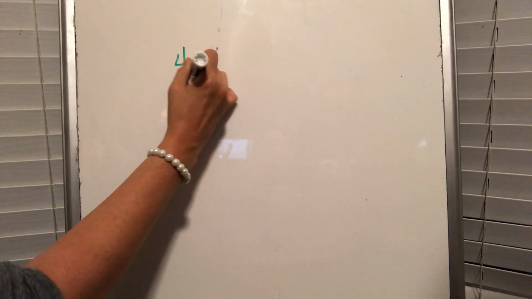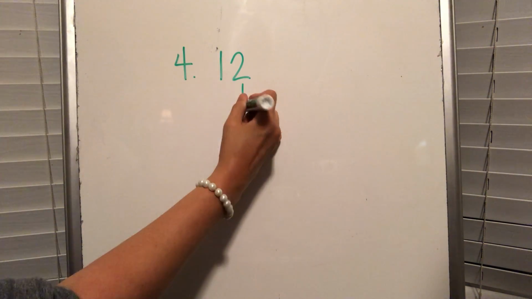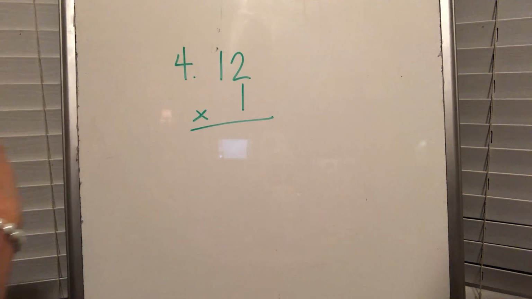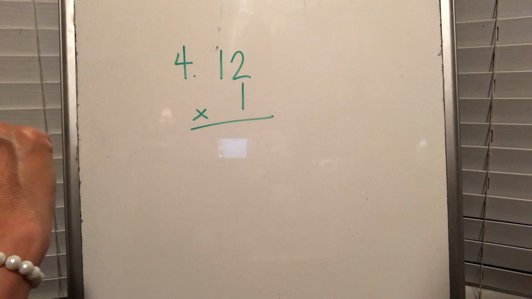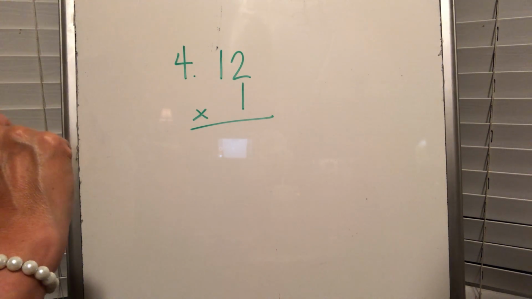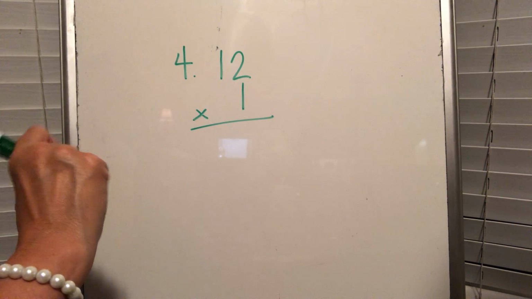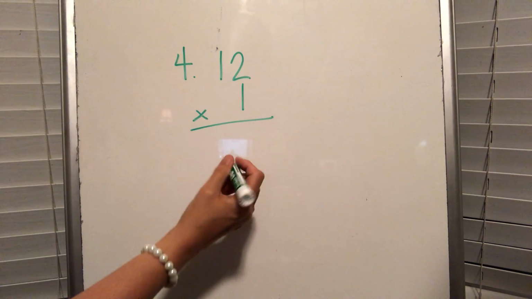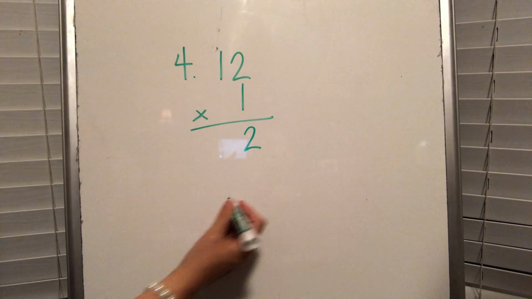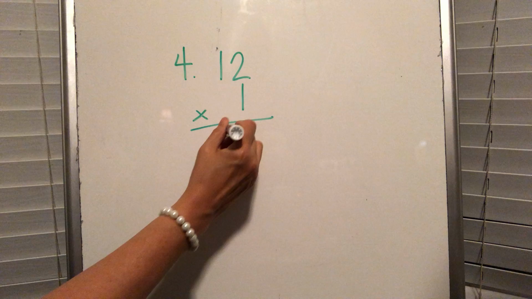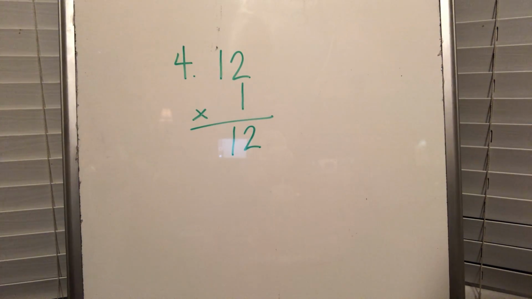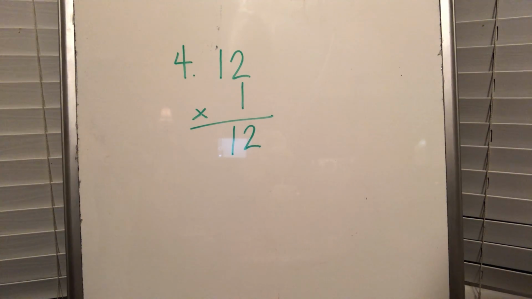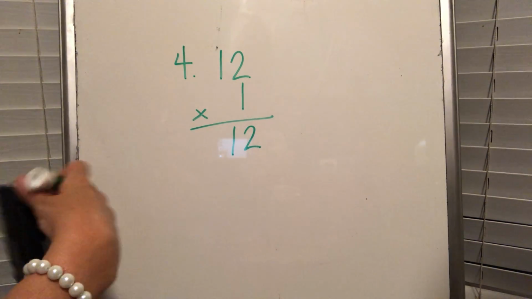Number 4 is 12 times 1. Again, we know 12 times 1 is 12 because that's just an easy peasy multiplication math fact. But we're going to go through the process of 1 times 2 equals 2, and 1 times 1 equals 1. Okay, and you might be thinking, oh, this is easy, and it really is, but of course it will get harder as the numbers get bigger, okay?